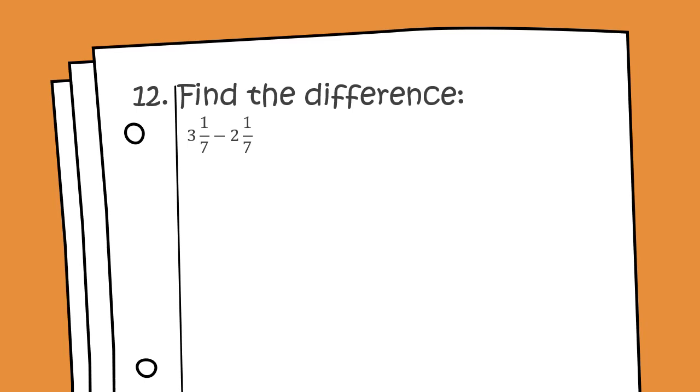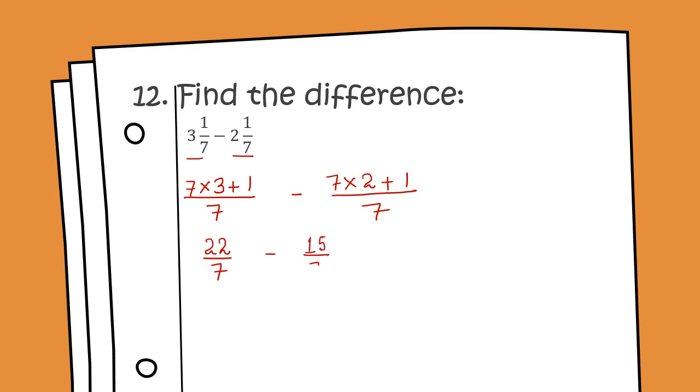So again, firstly, we have to convert mixed fraction into improper fraction. So it will be 7 multiplied by 3 plus 1 upon 7 minus the second fraction 7 multiplied by 2 plus 1 upon 7. So here 7 3s are 21. 21 plus 1, 22. 22 by 7 minus 7 twos are 14, 14 plus 1, 15, 15 by 7. So 22 minus 15 upon 7, it will be equals to 7 upon 7. So 7 upon 7 means 1.